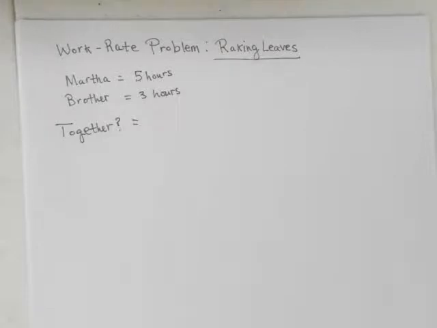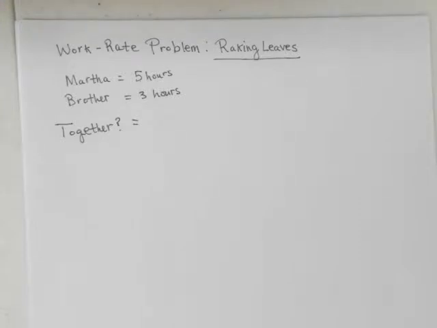It says Martha can rake the leaves in her yard in 5 hours, and her brother can do the same job in 3 hours. Question, how long will it take them to do the job working together? Whether they're typing papers or painting a house, this problem is a classic example. I've seen it in movies, I've seen it on TV, but it's a real simple problem.